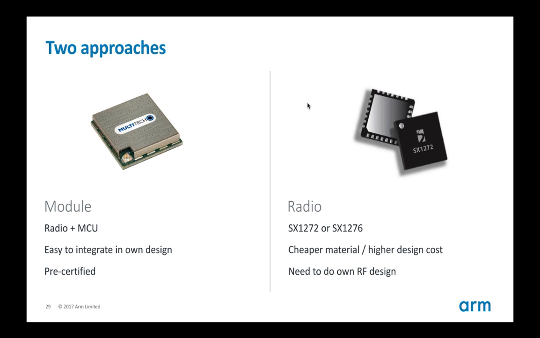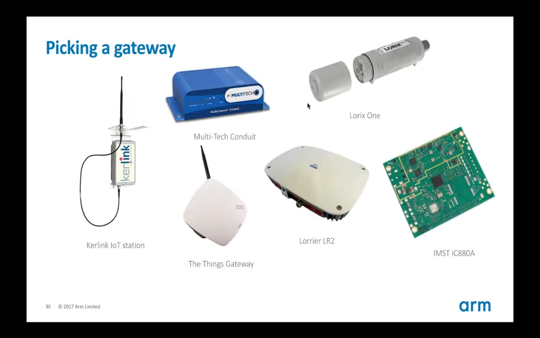is enough. Depending on what you want to do, we have support for both in Mbed. We have full support for the 1272 and 1276 radio, and we also support a variety of modules within Mbed. After you pick the device or multiple devices, you need to start picking a gateway.